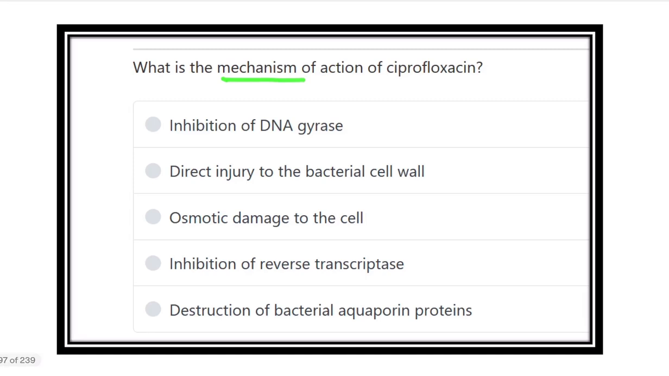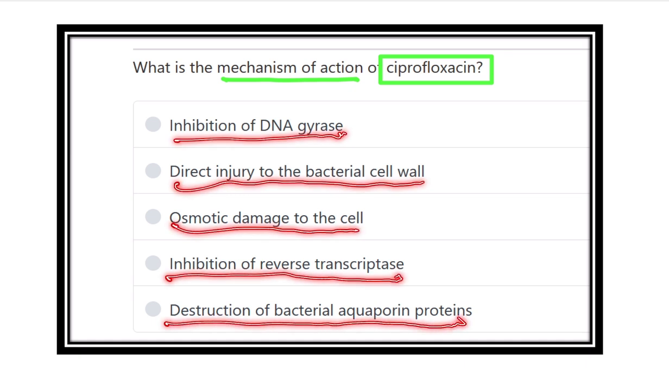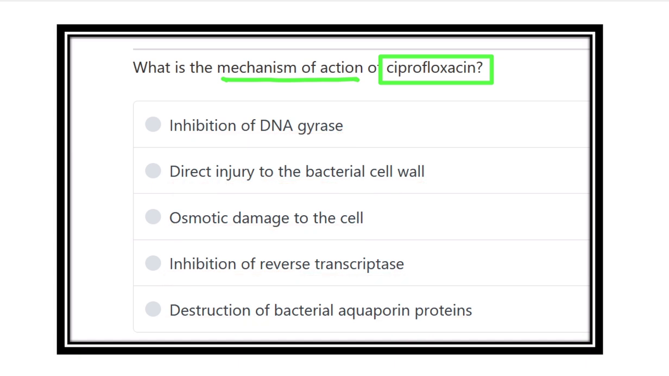What is the mechanism of action of ciprofloxacin? It is one of the direct questions. Ciprofloxacin acts by which pathway? Here are the options: inhibition of the DNA gyrase, direct injury to the bacterial cell wall, osmotic damage to the cell, inhibition of reverse transcriptase, destruction of bacterial aquaporin protein. So what is the mechanism of action of ciprofloxacin?